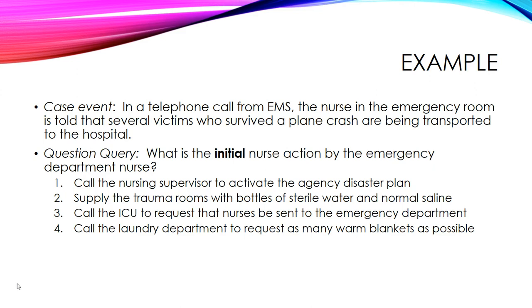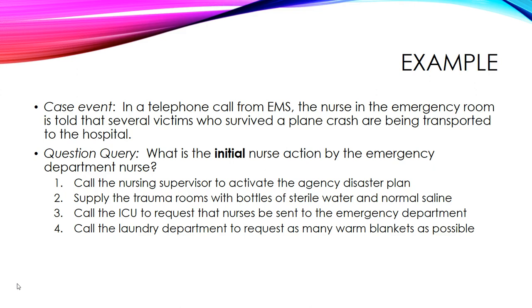So our options are: Number 1, call the nursing supervisor to activate the agency disaster plan. Number 2, supply the trauma rooms with bottles of sterile water and normal saline. Number 3, call the ICU to request that nurses be sent to the emergency department. Number 4, call the laundry department to request as many warm blankets as possible. Again, if you look at these answers, every single one is correct. They are all things you will do in a mass casualty incident. But we need to find, what is the best initial one?